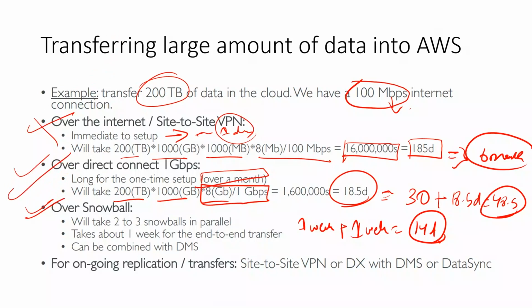But if they say that we don't have a direct connection, we do not have the time to set it up, we have tons and tons of data and we need to migrate the data to the cloud, in that case the Snowball will work the best. And for ongoing replications and transfers, use site-to-site VPN or DX or DMS or DataSync. DMS stands for Database Migration Service.